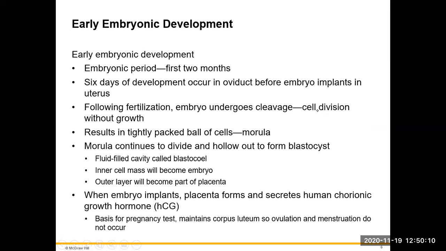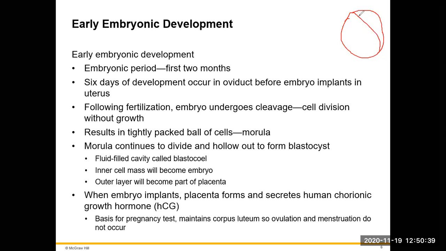So this is what cleavage is: cell division without growth. And this results in a tightly packed ball of cells called morula. The morula continues to divide and hollow out to form a blastocyst. And a blastocyst is going to have, let's say this is the blastocyst. Like that. This is the blastocyst.